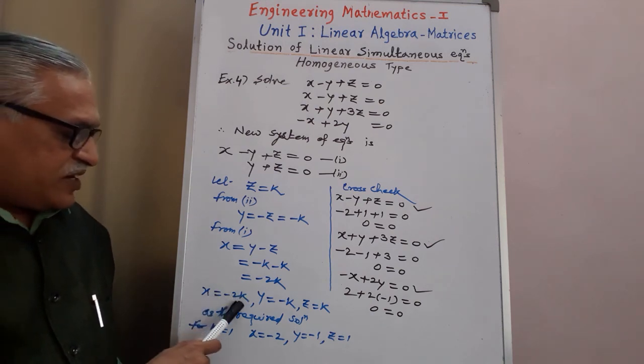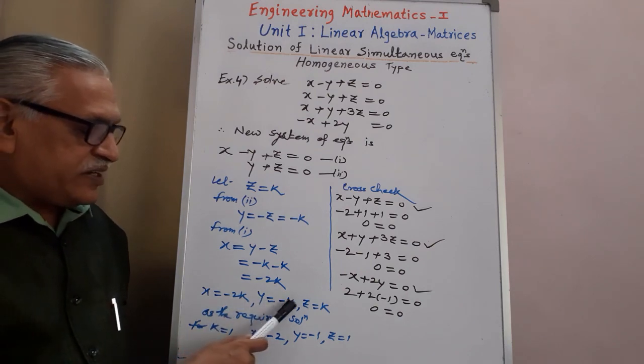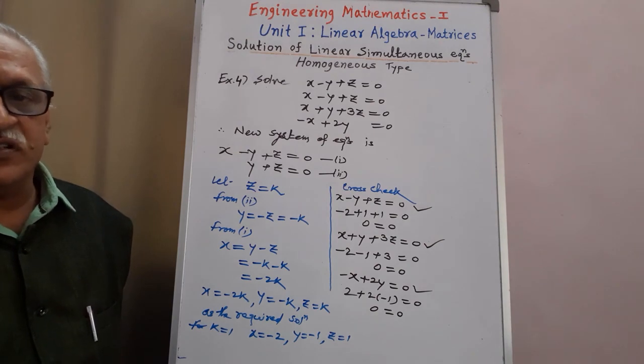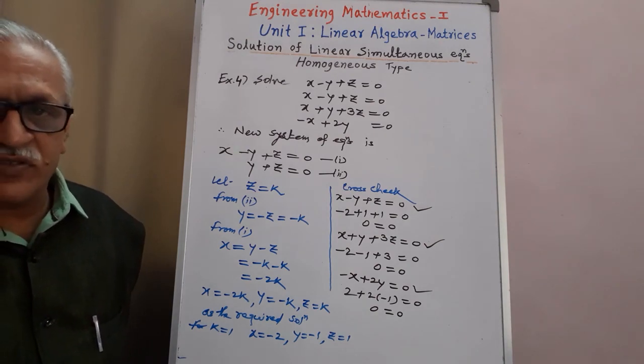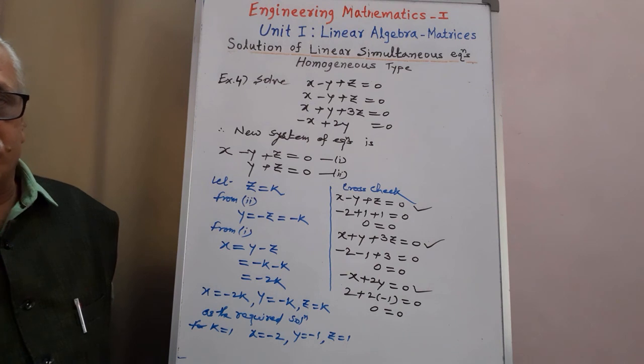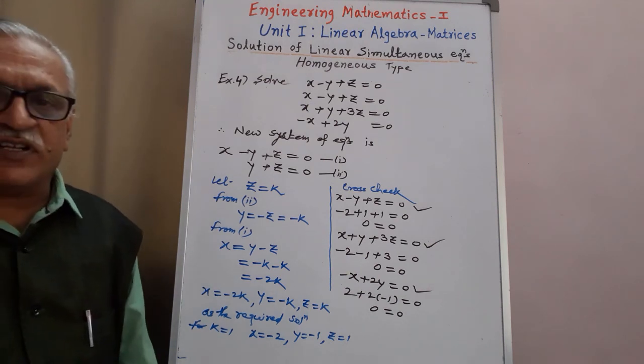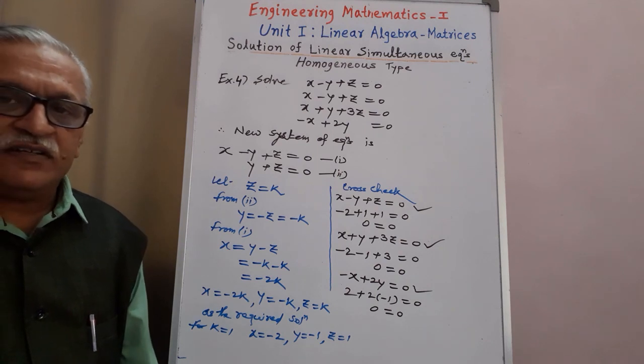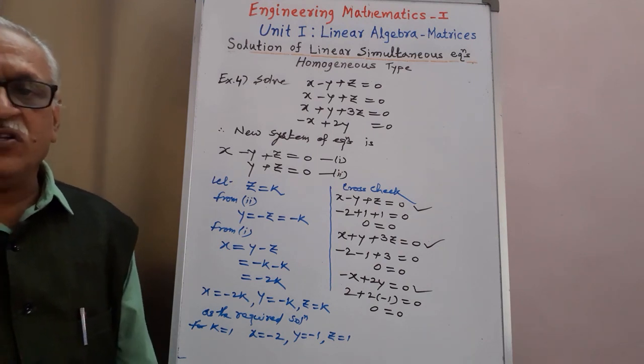Therefore, x is equal to minus 2k, y is equal to minus k, and z is equal to k is the required non-zero solution or infinite number of solutions or non-trivial solution. Therefore, with the help of all these 4 examples, I tried to explain how we can obtain zero solution or non-zero solution.